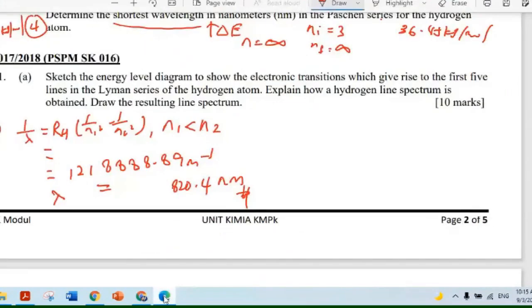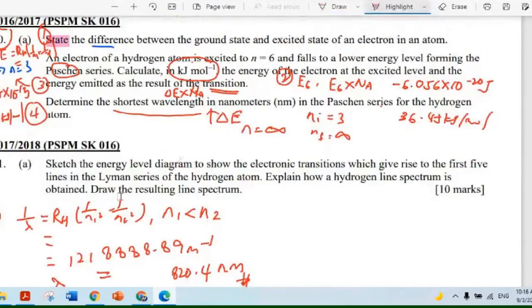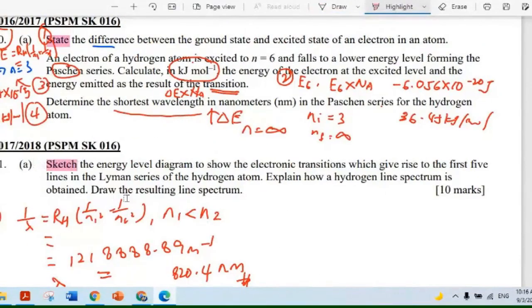Fatin, analyze the question. What does it want you to do? Sketch the energy level diagram to show the electronic transition which gives rise to the first five lines in the Lyman series. Okay, let's look at your answer. Explain. Okay, Lyman series, n equals 1. So the first 5 are 1, 2, 3, 4, 5. Try to explain how the five lines are produced.